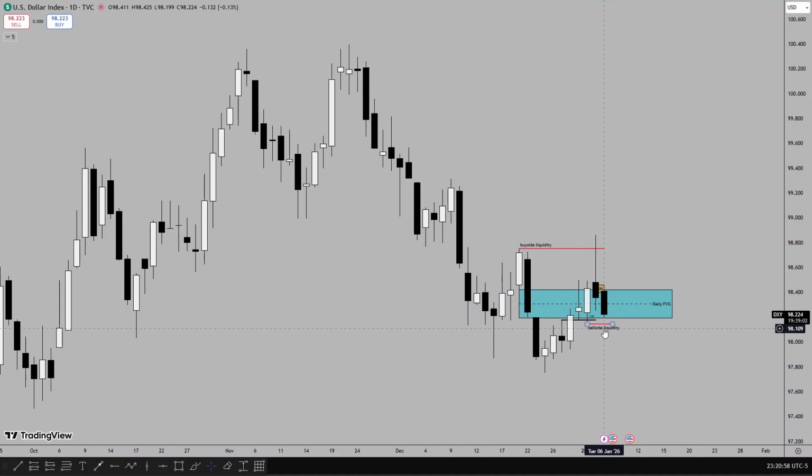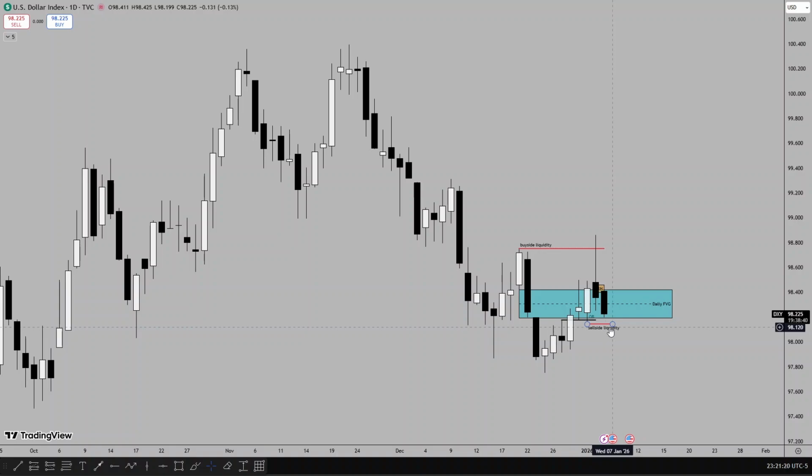So first, let's talk about the dollar index because the dollar index is correlated with the EURUSD. They are inversely correlated. So if I want to trade a daily bias, I want to be sure that the dollar is going to trade to the opposite side of my bias on EURUSD. So make sure you start your bias from the dollar index.